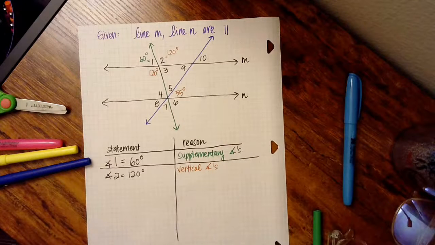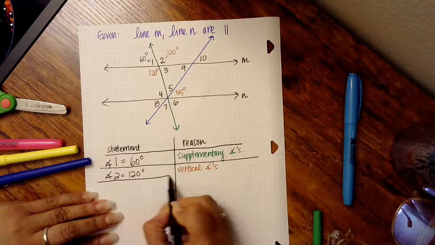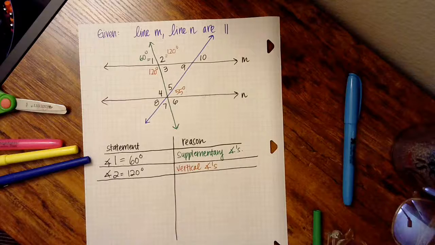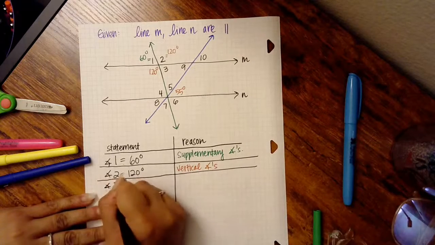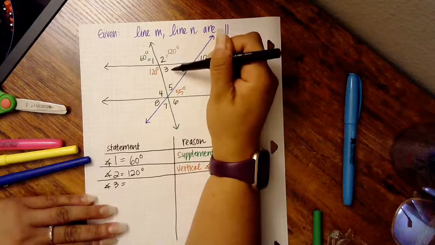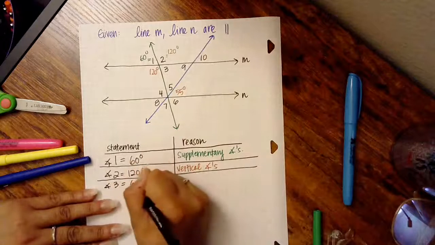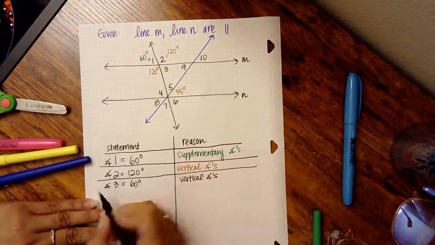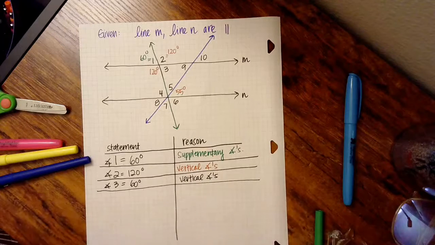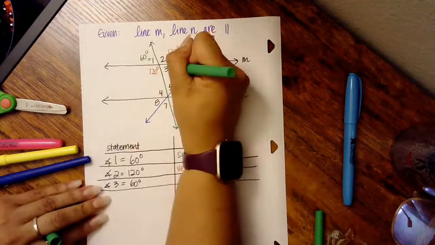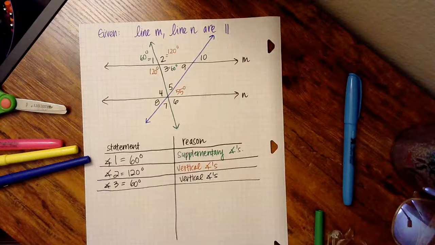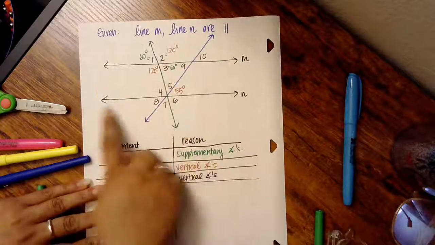And then, for that same reason, I'm going to say angle 3, notice angle 1 and angle 3 are vertical angles, so I know that angle 3 is 60. And again, that's a vertical angle that I'm using. Cool. So I'm going to mark that as 60. Okay.